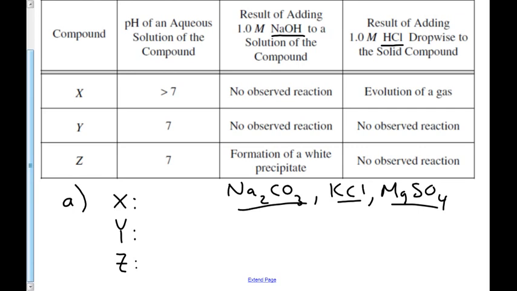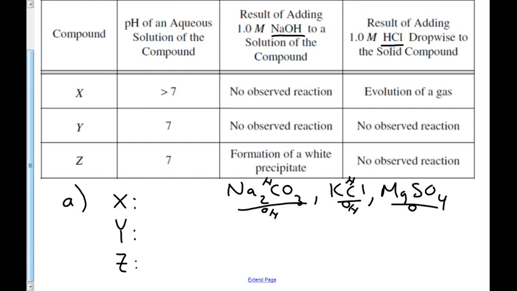Sorry, whatever order. So if I add OH to this one, that makes a strong base. If I add an H to that, that makes a weak acid. Right away, that could be greater than 7. Let's just double check. That's OH, that's HCl, that's KOH, that's strong, so for sure KCl is probably Y or X.